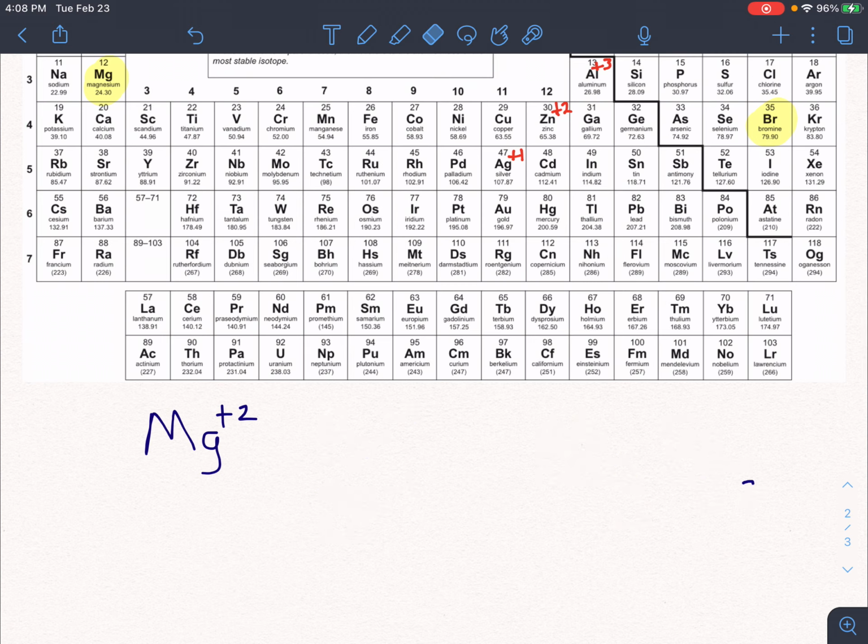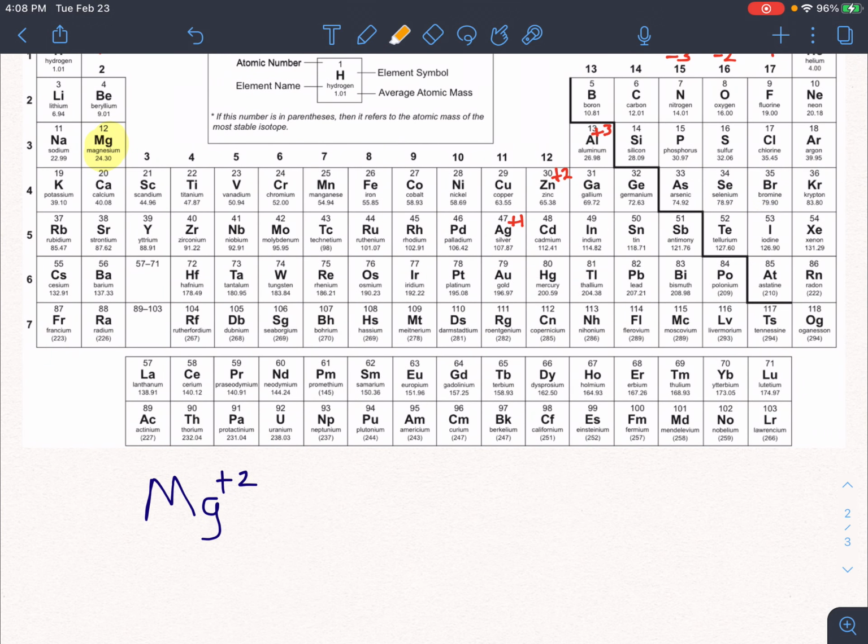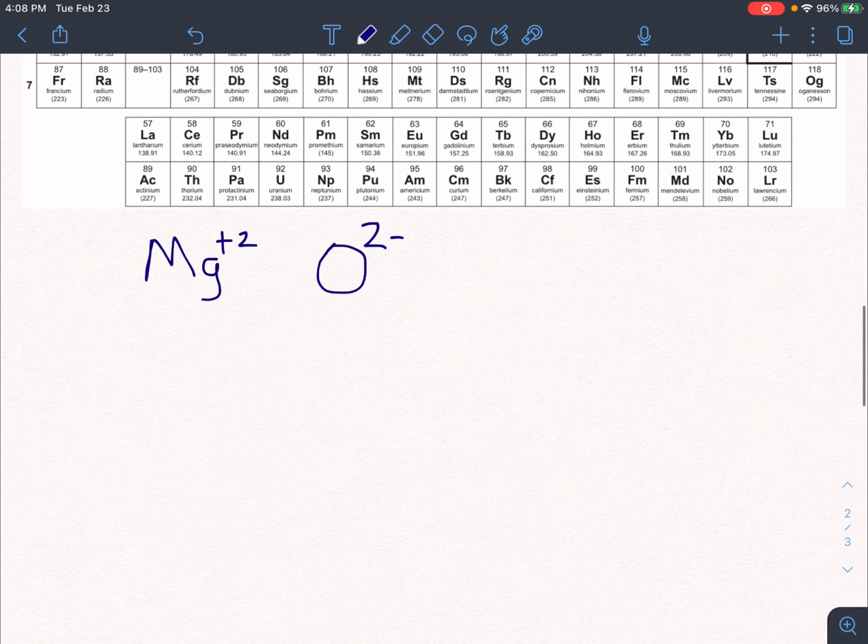Let's keep magnesium, but instead of bromine, let's go over to oxygen. Oxygen has a 2- charge, and again, sometimes you'll see charges written as +2 or 2+, or -2 or 2-. It doesn't really matter too much. So I see that magnesium is +2 and oxygen is -2. Notice that the charges are going to automatically cancel out with just one of each.